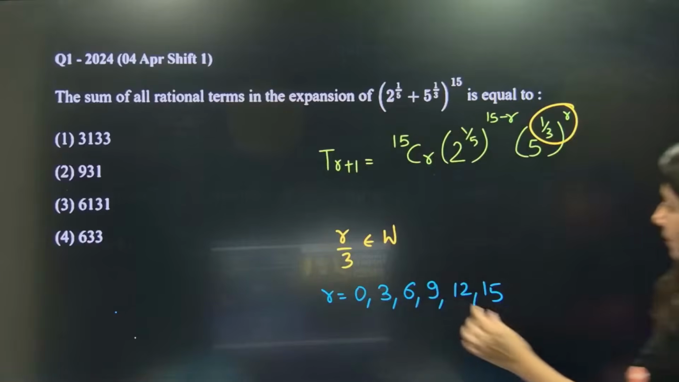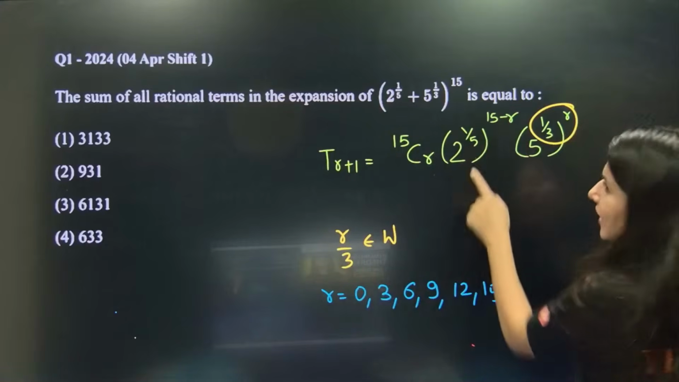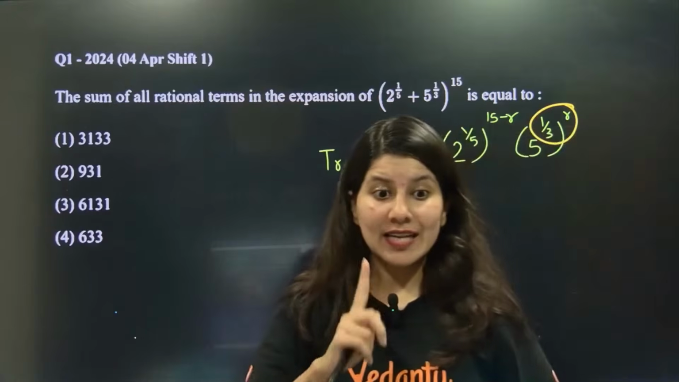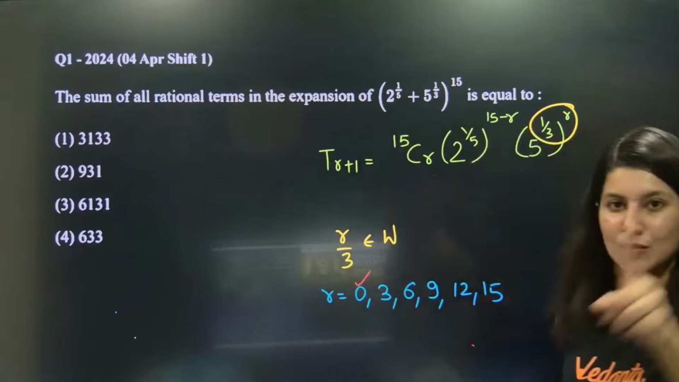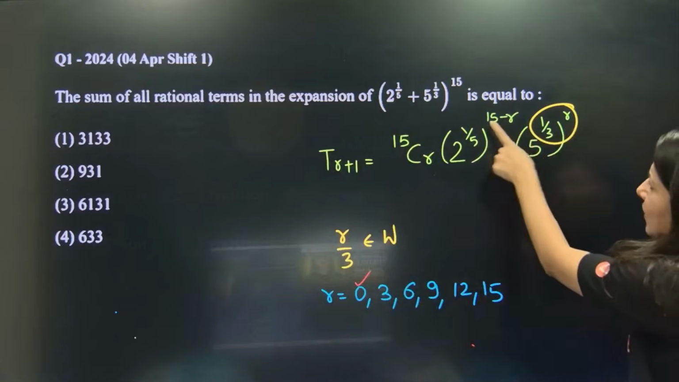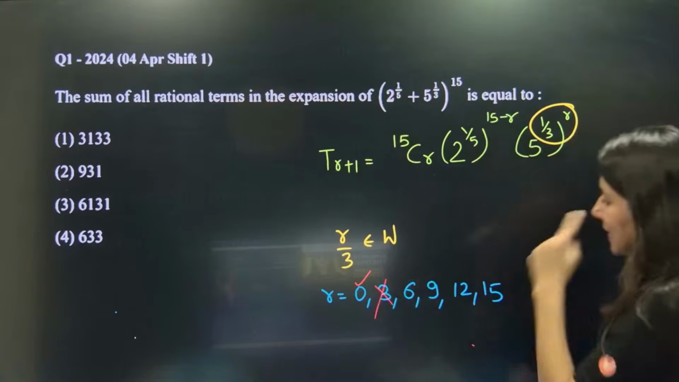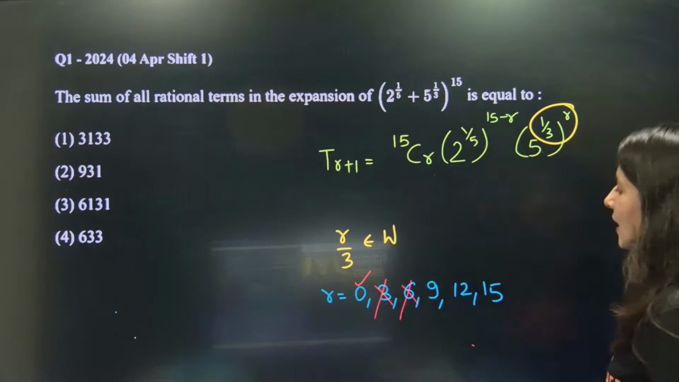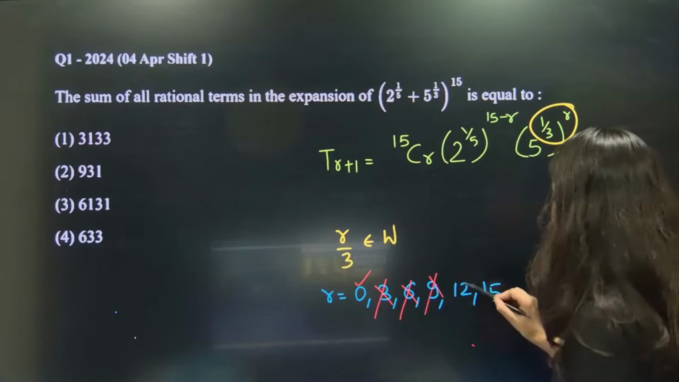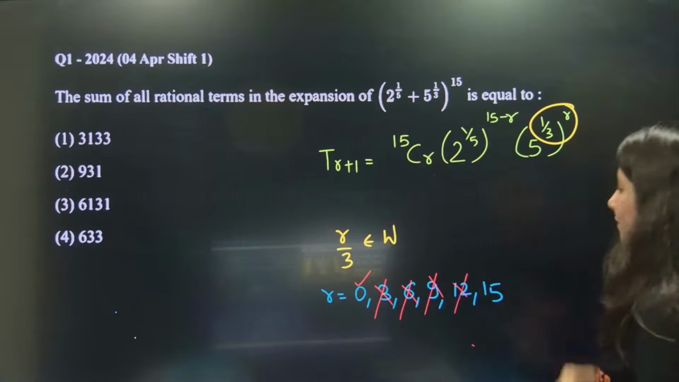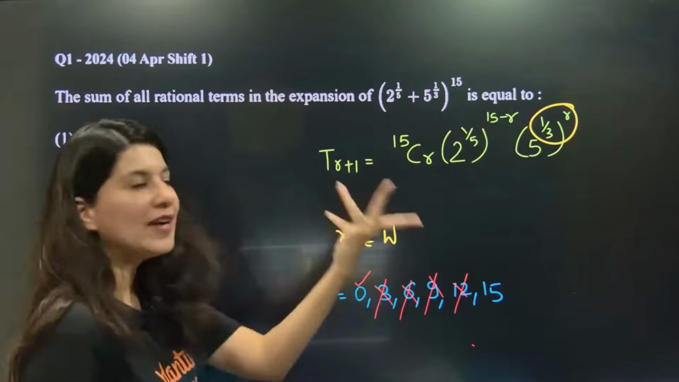Now tell me, if your r is 0, then what will this become? 15 by 5, which is a whole number. All powers should be whole numbers. So r is equal to 0, approved. r is equal to 3: 15 minus 3, 12 by 5, not happening. 15 minus 6, 9 by 5, not happening. 15 minus 9, 6 by 5, not happening. 12, not happening. 15, yes, happening. So only 0 and 15, two terms.